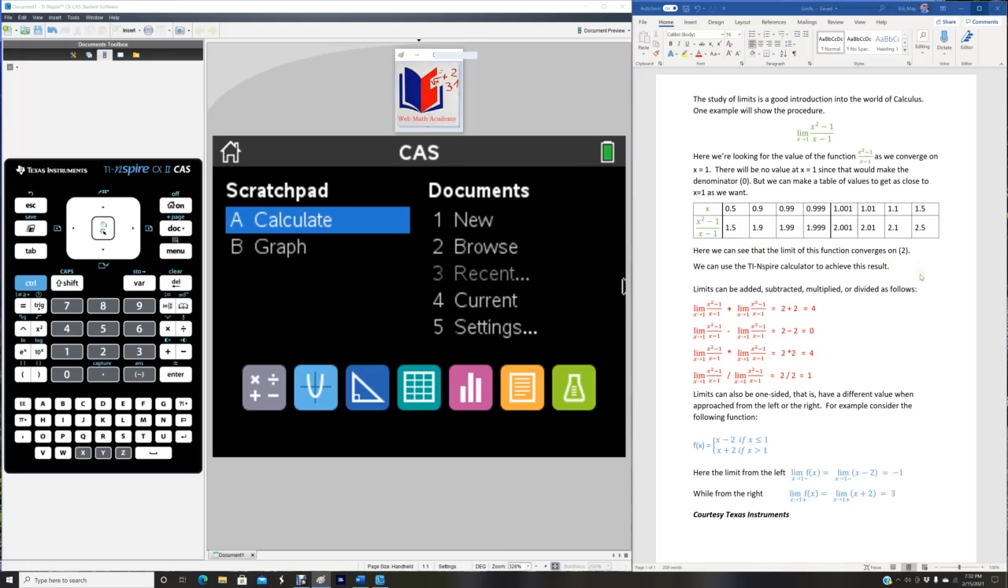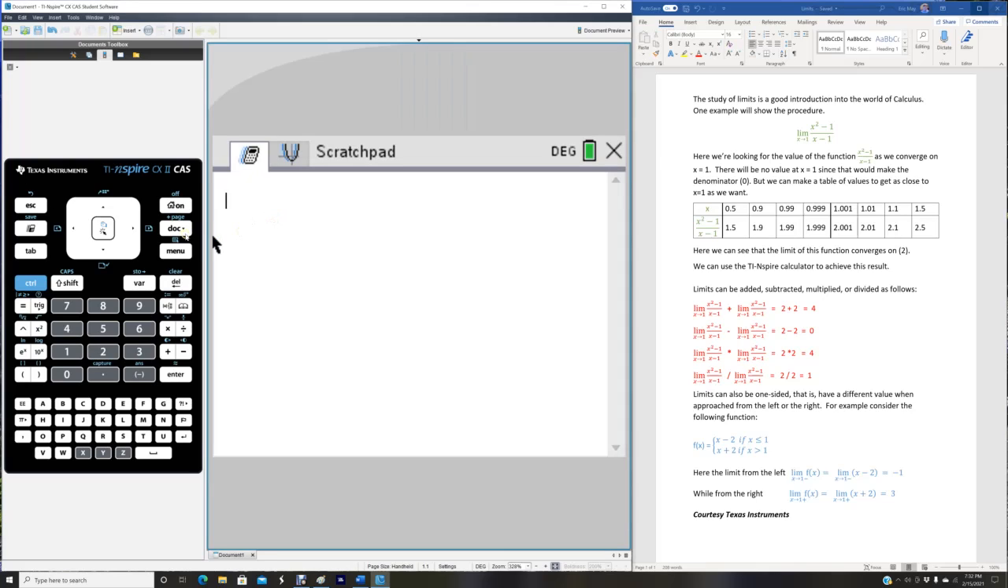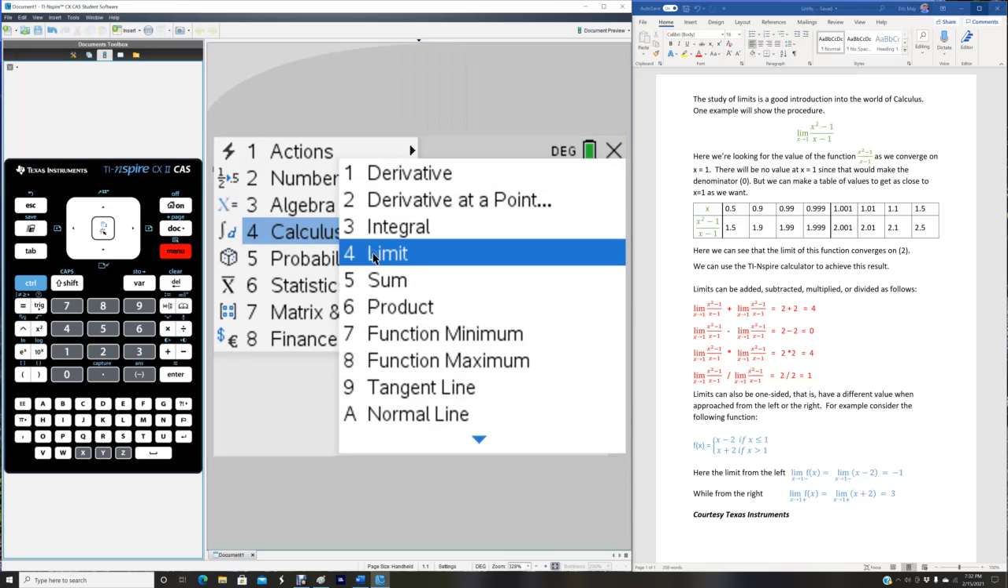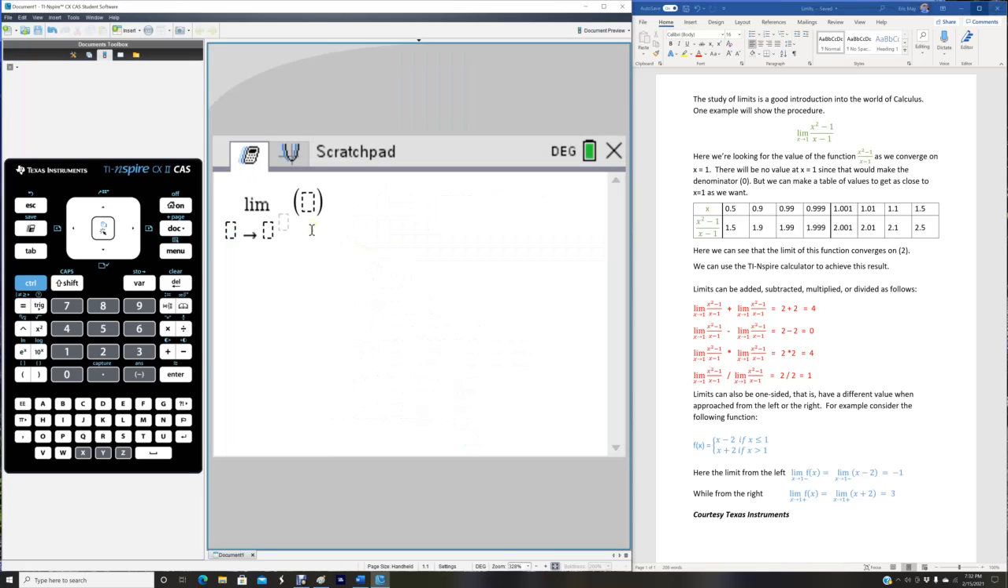We can use the TI-Nspire calculator to achieve this result. Simply click on Calculate to get a scratch pad. Then go to Menu, 4 for Calculus, 4 again for Limit, and then fill in the values.